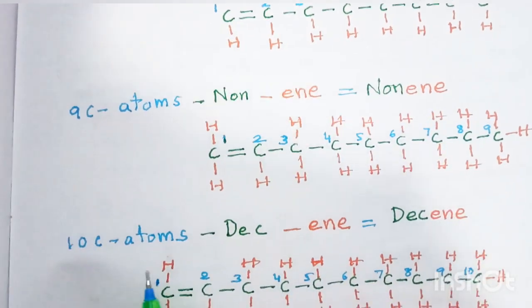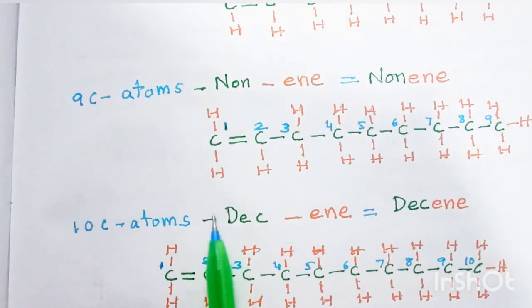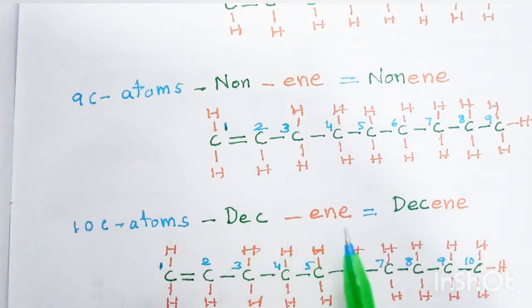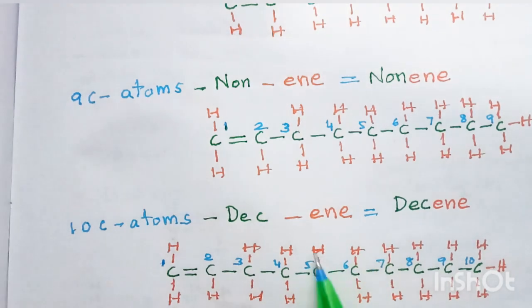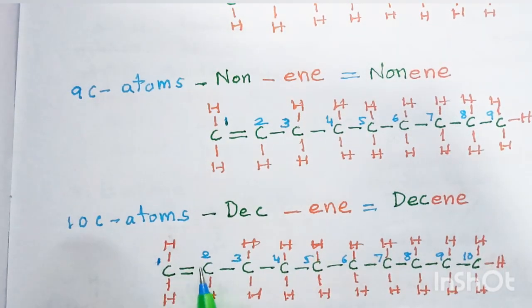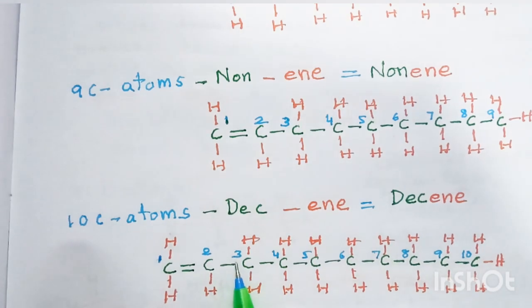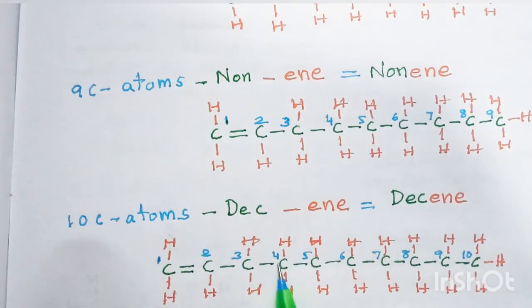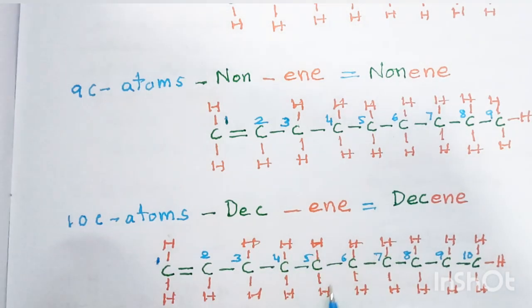And the alkene with 10 carbon atoms is called decene. Dec stands for 10 carbon atoms. Ene stands for a double bond between 2 carbon atoms. So the structure is like this: CH2 double bond, CH single bond, CH2 single bond, CH2 single bond, CH2 single bond, CH2 single bond, CH2 single bond, CH2 single bond, CH2 single bond, then CH3.